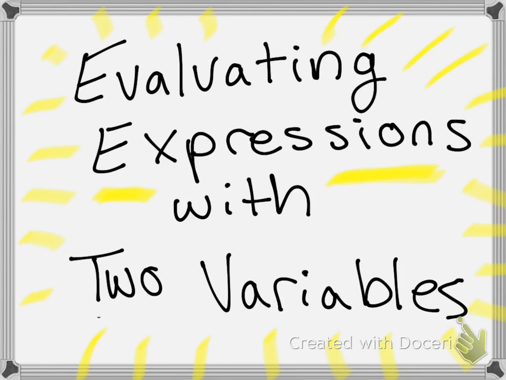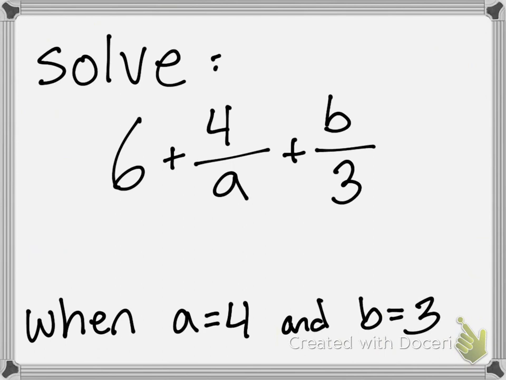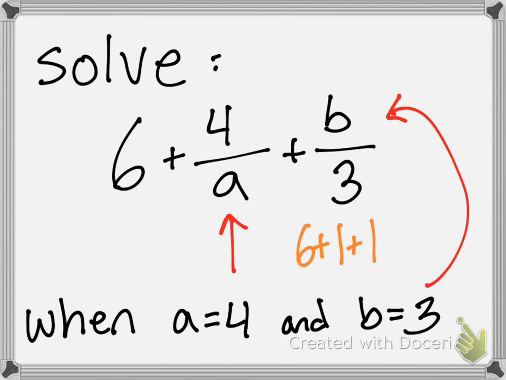Now we're going to look at evaluating expressions with 2 variables. This is pretty much the exact same thing as we've done before, except this time we have 2 numbers to plug in. Here's this first one. We have 6 plus 4 over a plus b over 3. We simply plug in. What we get is 6 plus 4 over 4, which is 1, plus 3 over 3, which is 1. That leads us to get 6 plus 1 plus 1, which is equal to 8.